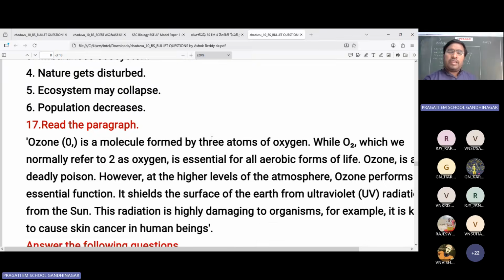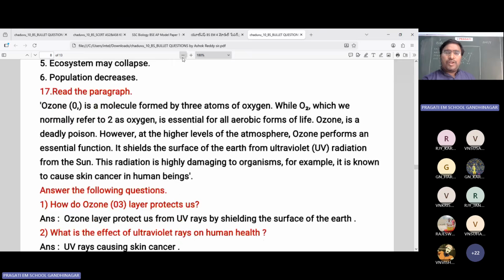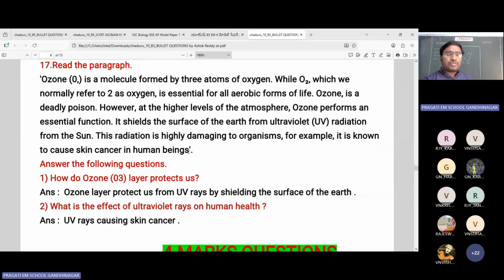Children, when you are writing any biological answer, try to write the relevant terminology. Terminology is very, very important, children. Biological terminology words are very, very important when you are writing. Okay. So one more important paragraph I'm going to present here. That is a paragraph related to our environmental lesson.